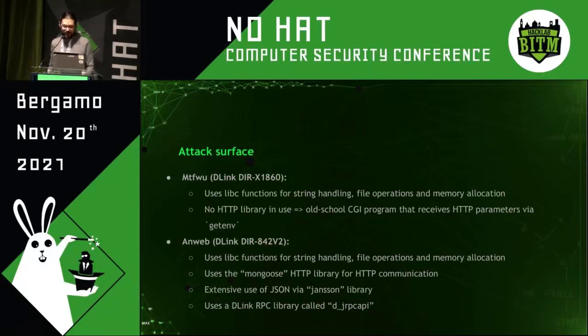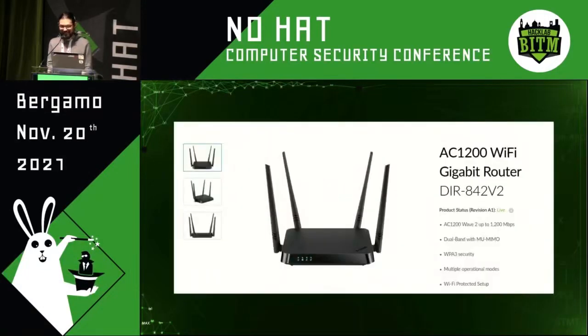Then for the other one, this is actually the cheaper router, but it's not as old school. So these guys also use libc functions for string handling, file operations, memory allocation. But then they have a library called Mongoose that they use for all handling of HTTP, really, including WebSockets. Then they have a JSON library called Jansen. We didn't really look into that much. And there's an internal RPC library called DJRPC API. We also didn't look into that too much. You'll see we didn't have to look very deep, actually. So I'll just talk about that cheaper router for now, and then Claudio will talk about the more expensive one.